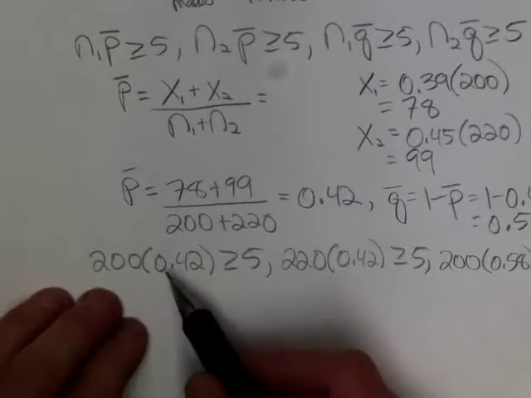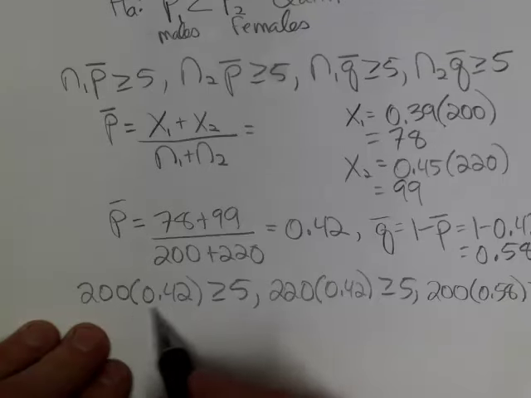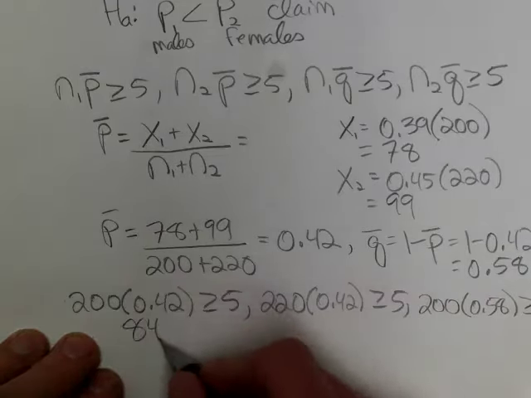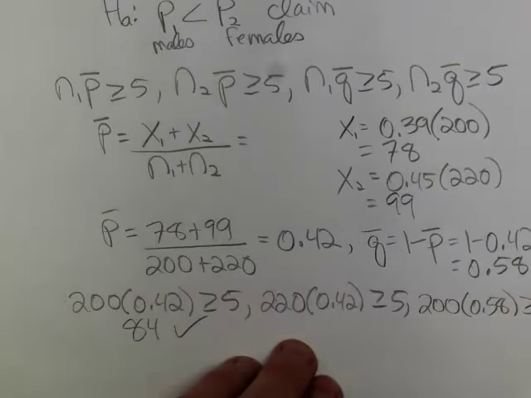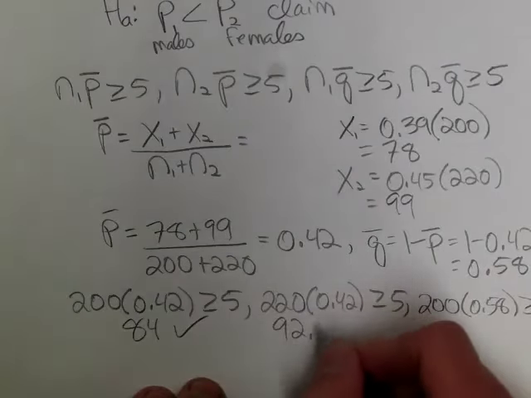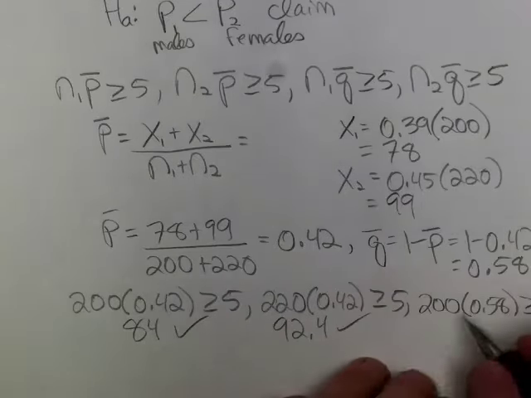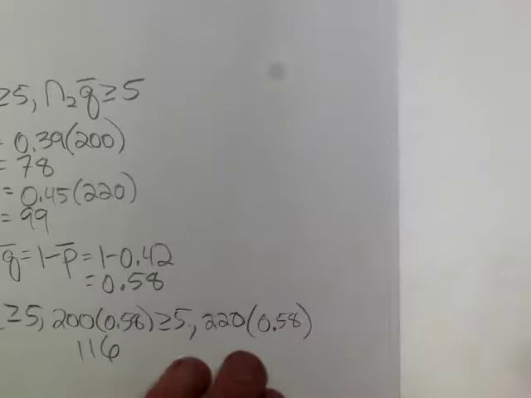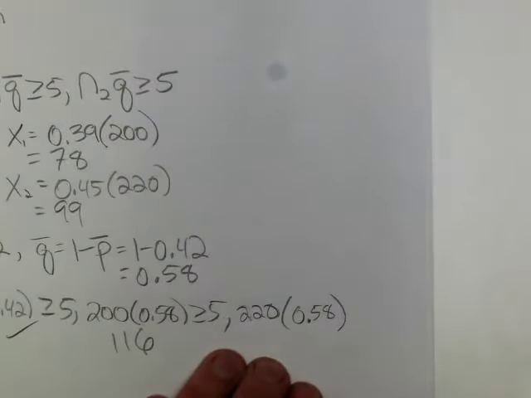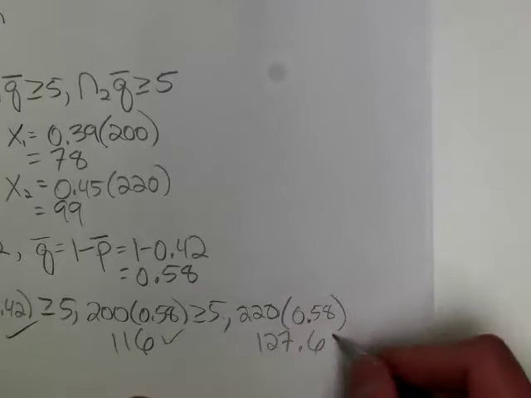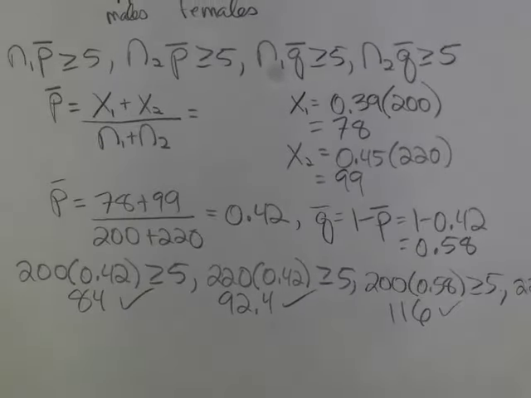So basically I'm saying, is 42% of 200 at least 5? This is going to check out for all of the problems. So that checks. In your lab, I asked for these values, so please don't forget that part. And last but not least, I get 127.6. So the assumptions were met to use the two-proportion z-test.